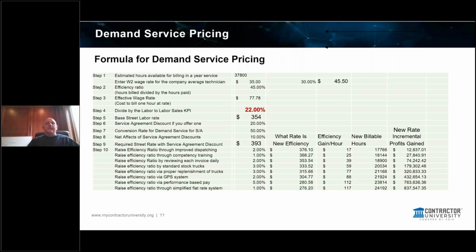So step 10 was established for my service management function. Part of that process is to look at if we improve efficiency by 2% through dispatching procedures, we could be at 376, or we could keep the rate at 393 and the discounted rate at 354. And then, to the right, the new billable hours and the profitability get established. So we would actually gain profit if we improved efficiency 2% and maintained 393. So I would encourage you to improve efficiency and maintain the rate, but you can lower the rate.